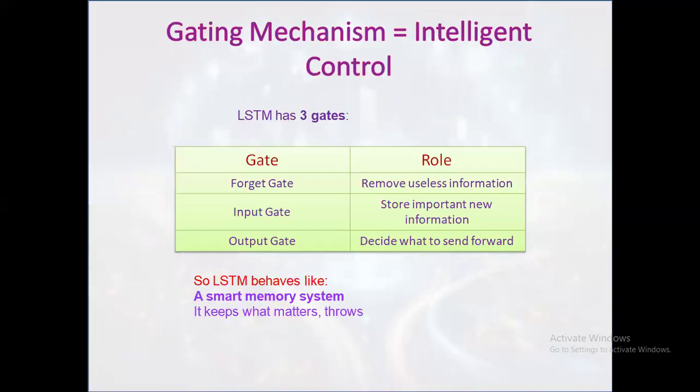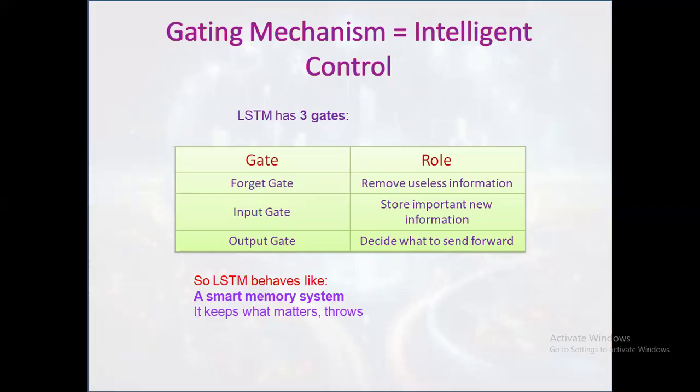So there are three types of gates available. The three gates are the forget gate, input gate, and output gate. As I've said, the forget gate removes irrelevant information from the cell state. The input gate adds new useful information, and the output gate decides what part of the memory should influence the hidden state and the final state. Together, these three gates manage the memory in an effective way.